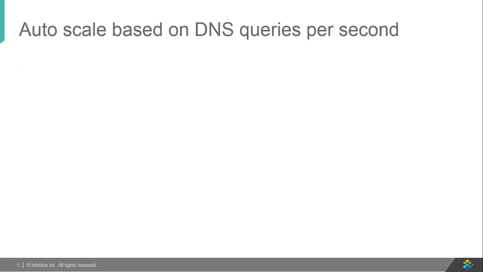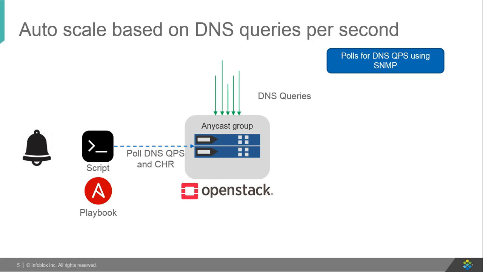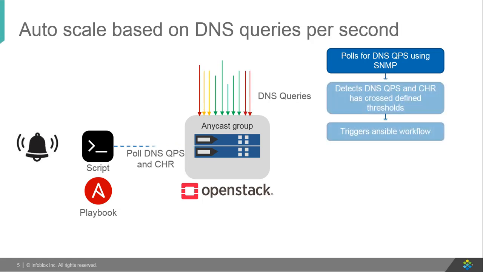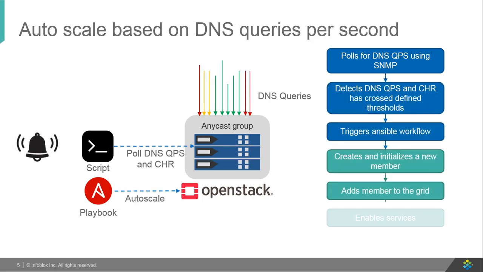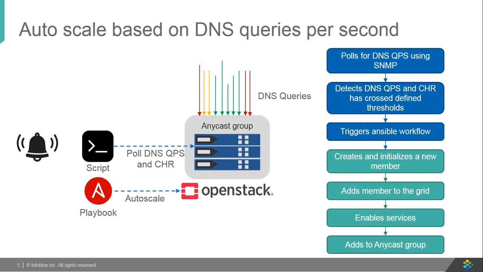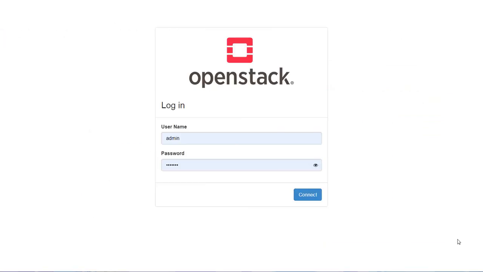Now, coming to the workflow, once invoked, shell script monitors the specified DNS server for DNS QPS and cache hit ratio. Upon identifying a surge in DNS QPS and dip in cache hit ratio, it triggers the Ansible playbook, which in turn creates and initializes a new member, adds it to the grid, enables services, and finally adds it to the existing Anycast group. Now, let's quickly look at the demonstration.